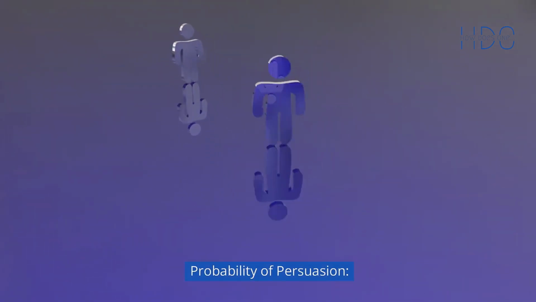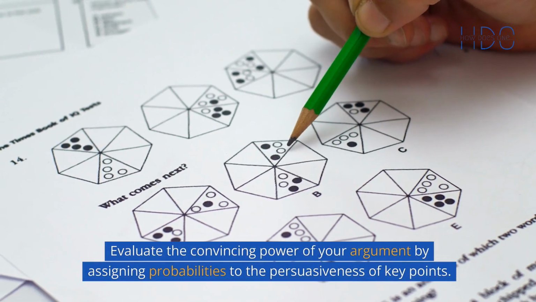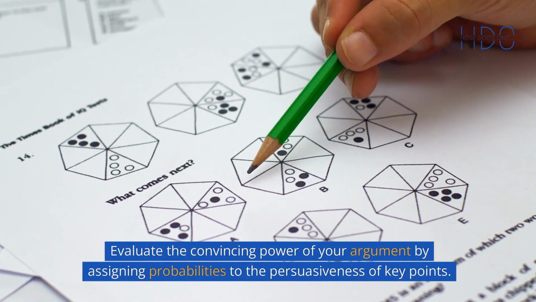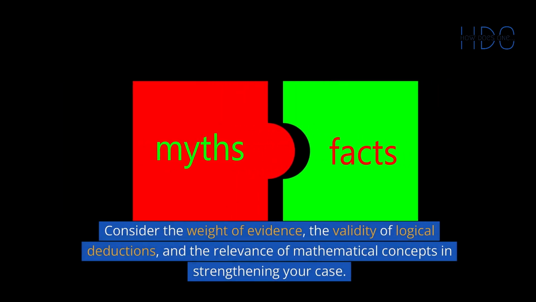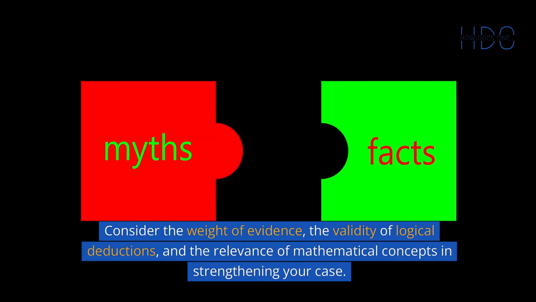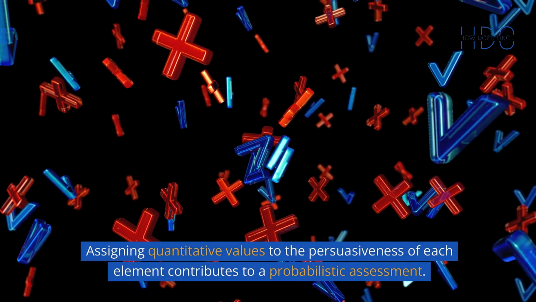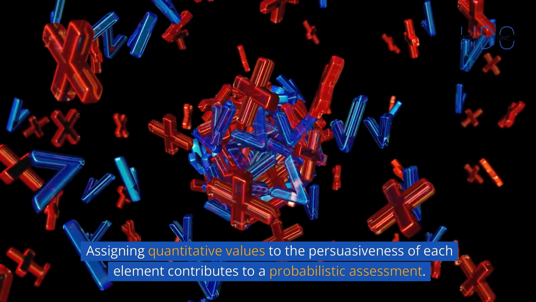Probability of persuasion. Quantify convincing power. Evaluate the convincing power of your argument by assigning probabilities to the persuasiveness of key points. Consider the weight of evidence, the validity of logical deductions, and the relevance of mathematical concepts in strengthening your case. Assigning quantitative values to the persuasiveness of each element contributes to a probabilistic assessment.